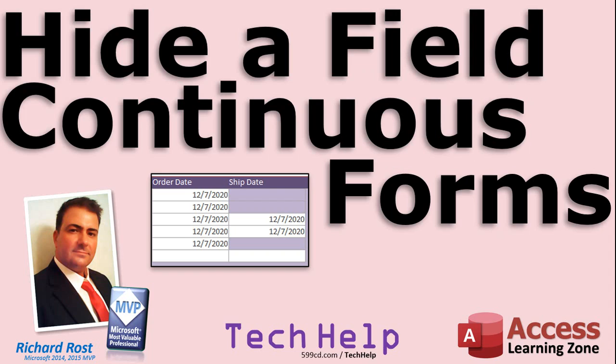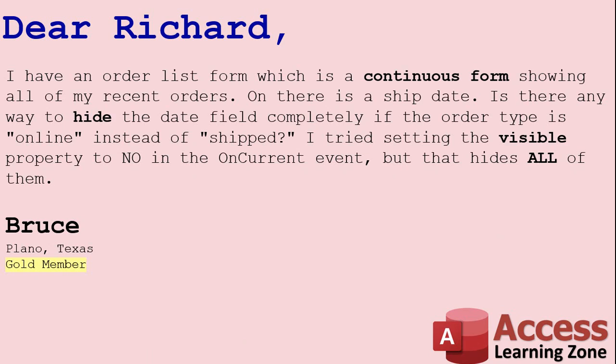In today's video, I'm going to show you how to hide a field in a continuous form. Today's question comes from Bruce from Plano, Texas, one of my gold members. Bruce says, I have an order list form, which is a continuous form, showing all of my recent orders. On there is a ship date. Is there any way to hide the date field completely if the order type is online instead of shipped? I tried setting the visible property to no in the OnCurrent event, but that hides all of them.